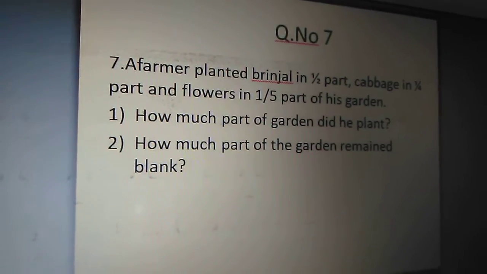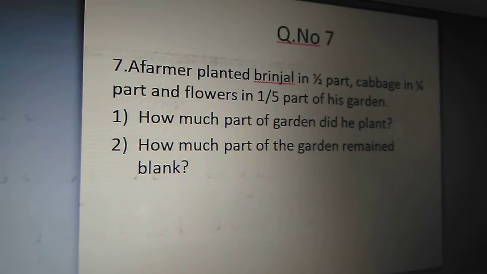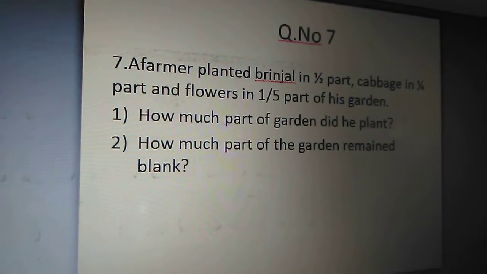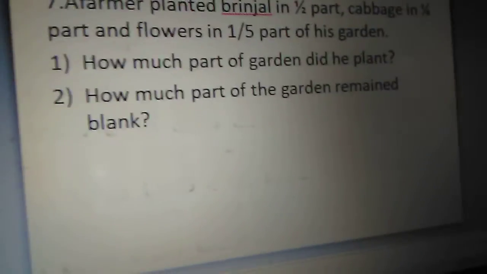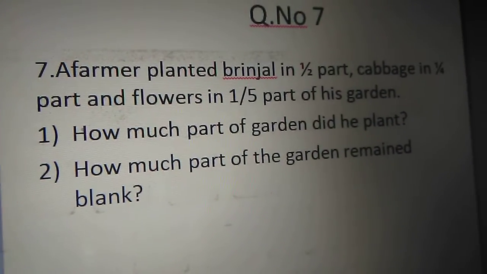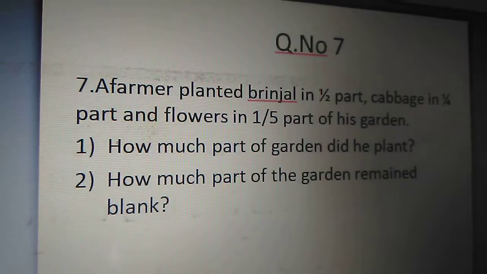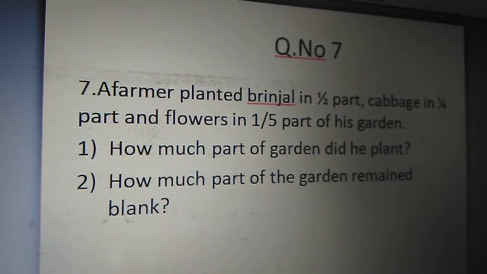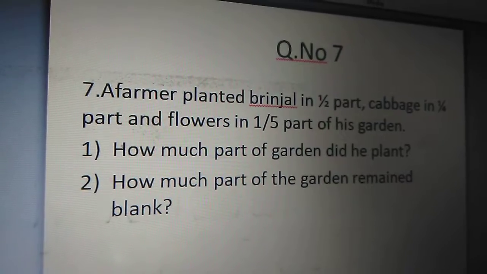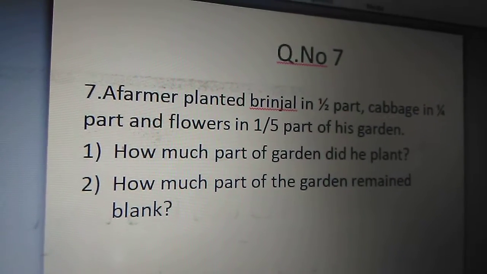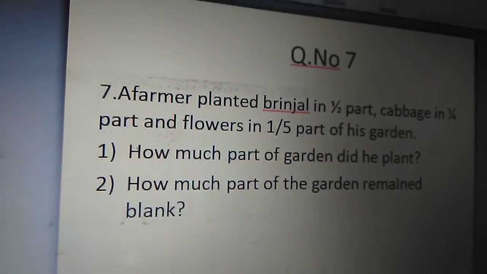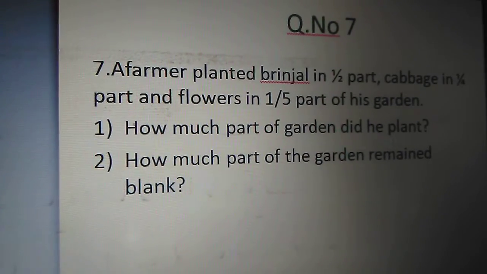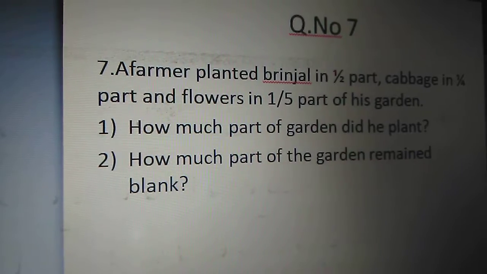Now go for exercise 7. At first read the statement nicely. A farmer planted brinjal in 1/2 part, cabbage in 1/4 part and flowers in 1/5 part of his garden. How much part of the garden did he plant? So we have to find out how much part of the garden is planted. How much part of the garden remains blank?